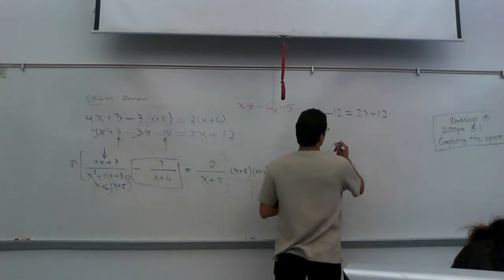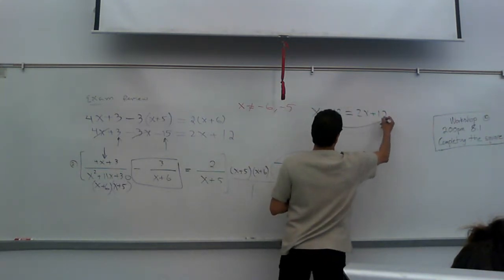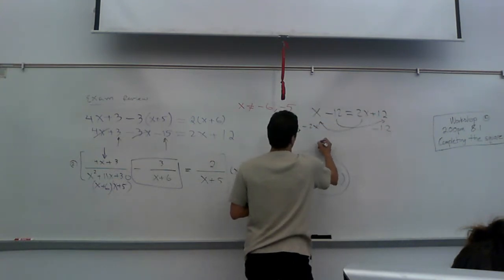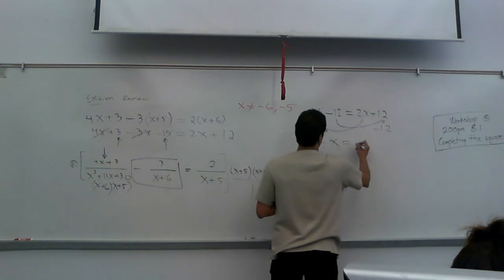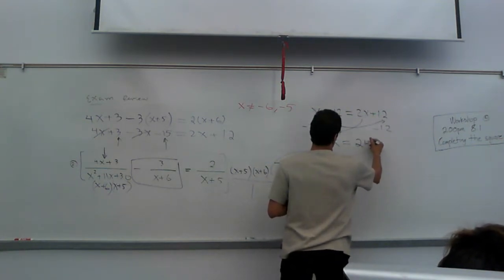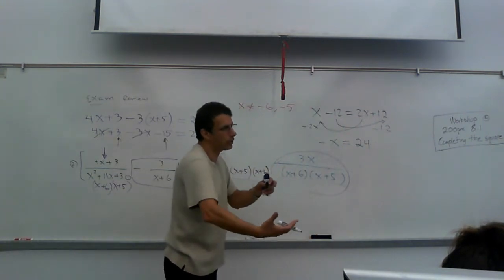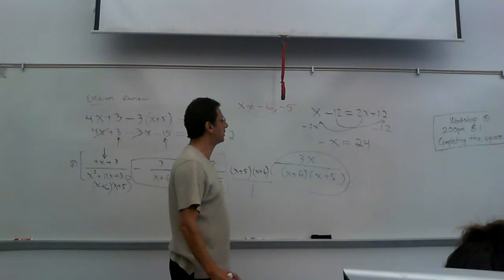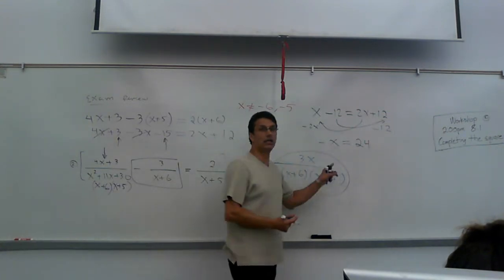So what you do, you can take this to the other side, it becomes negative 12. This one to this side becomes negative x equals 24. Or you can bring it to the right. Right or left makes no difference. If you take it to the right, you have the answer in one shot. And so negative x equals 24.